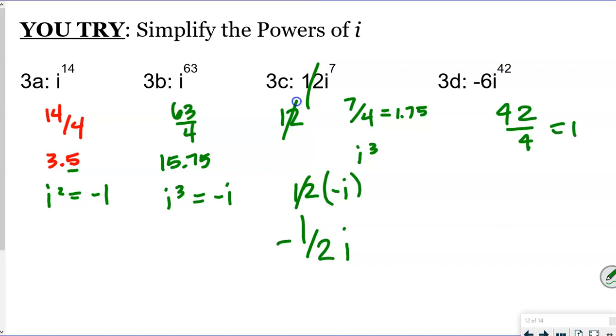Okay. And then the last one, 42 divided by 4. That's going to give me 10.5. That's 2 quarters. So that's i squared. And i squared was equal to what? -1. And then remember, we still got to multiply by that -6. So we're going to do -6 times -1. So that's going to be 6. Okay, guys. Hopefully that helps everybody.